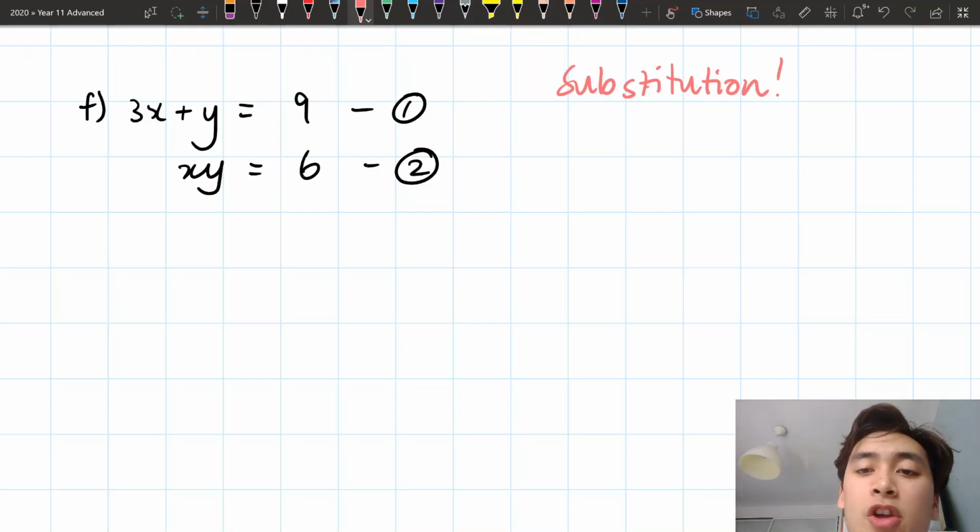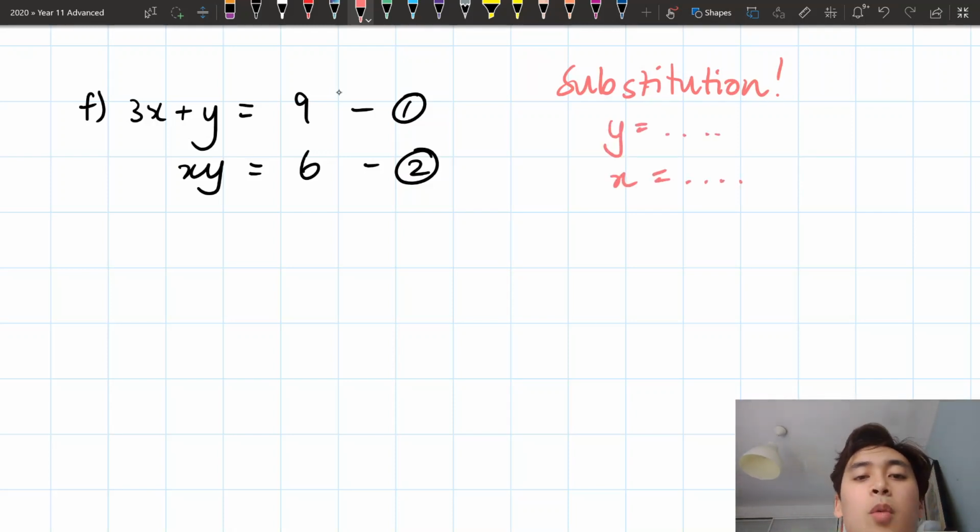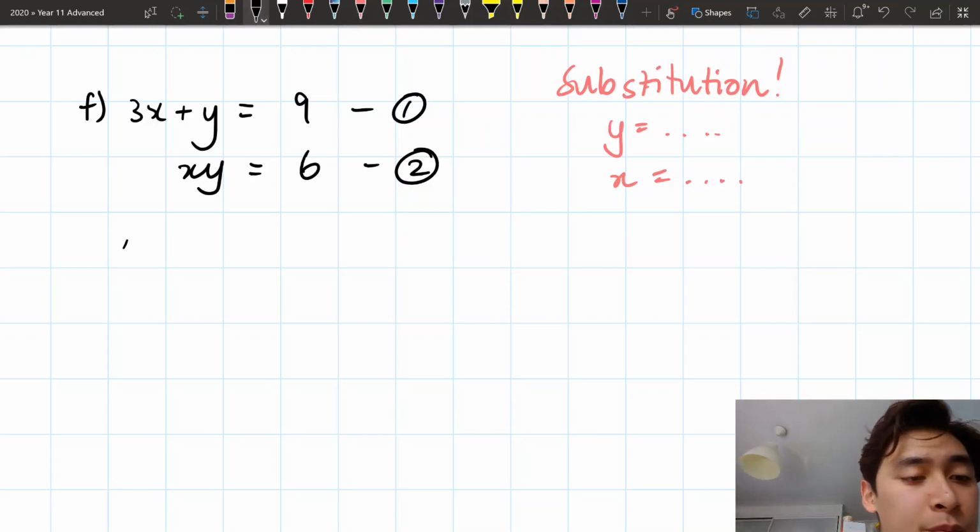When we're using substitution, just remember we want y is equal to or x is equal to. So what we need to do first is rearrange one of my equations. You can actually rearrange both of them. Both will have their own difficulties, but you can rearrange either one. I'm going to rearrange equation number 1.